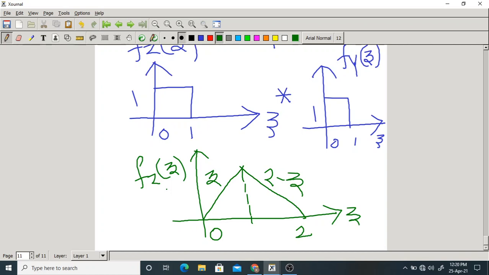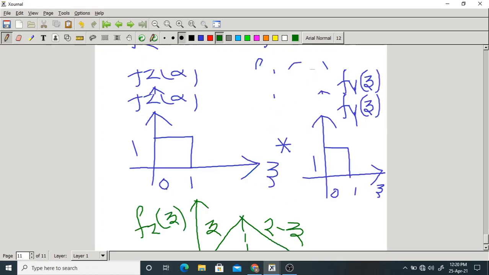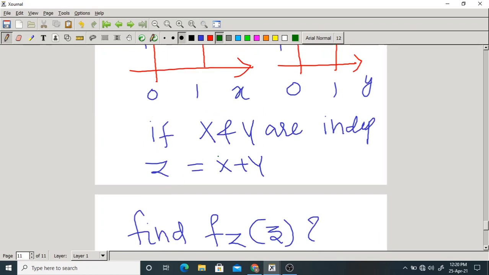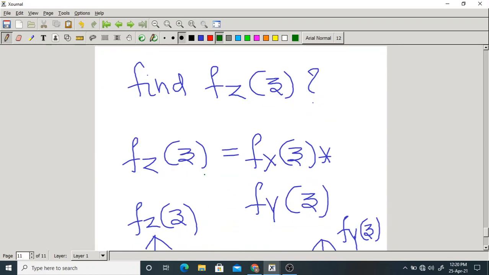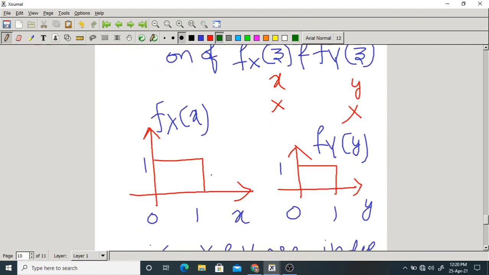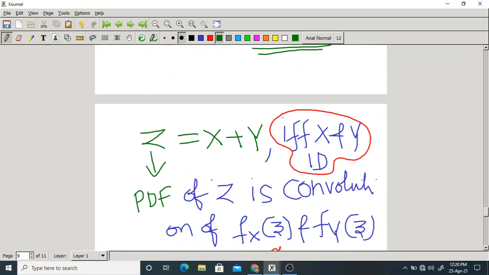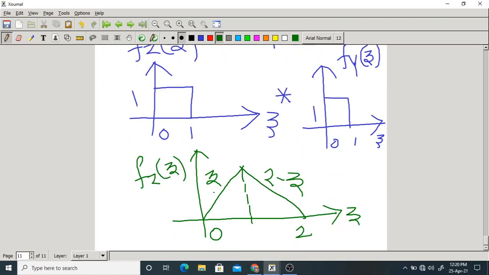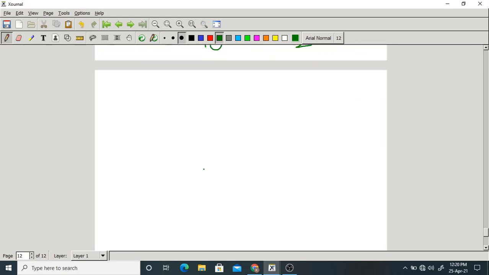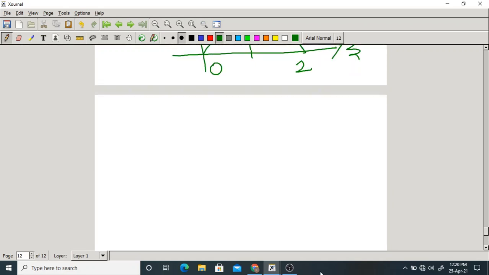Now things become very easy. Please remember, it is true if and only if they are independent. In the problem itself, it is given that they are independent. So you can simply find the answer. Till now we have discussed only the continuous case. Remember, these are all true for the discrete case also. Let me go for the discrete case.